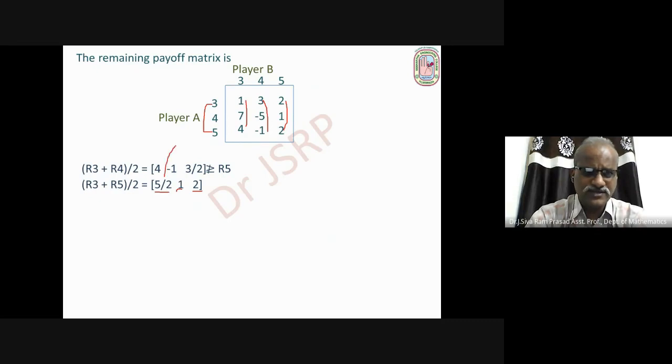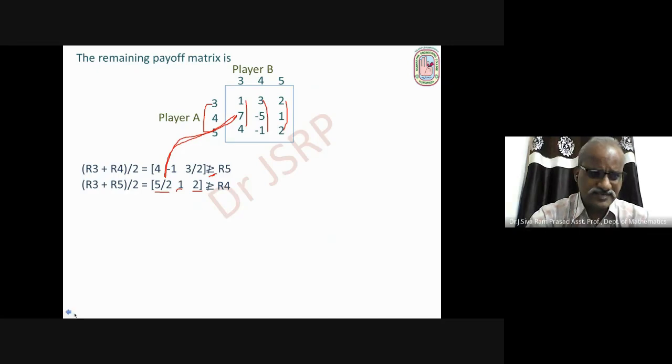So the first element is 5 by 2, and 5 by 2 is less than 7. Here you should compare with the greater than or equal sign. If it is greater than or equal, then you consider it, otherwise skip. Therefore this average is not greater than or equal to row 4. So this combination is also not comparable.